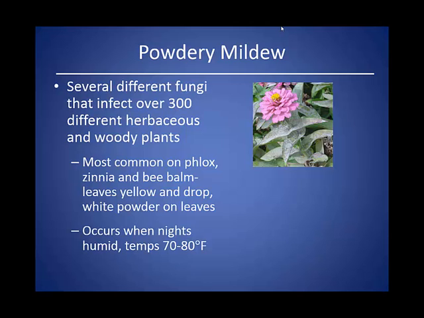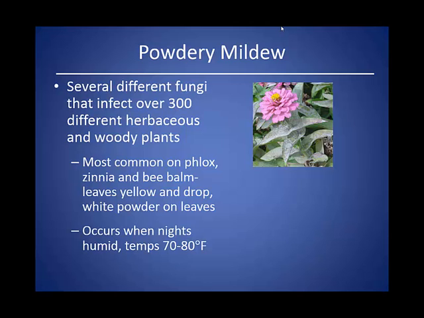Powdery mildew is sort of an umbrella name. There's powdery mildew on lilac and dogwood, and all those are sort of species specific, but they all have similar signs, and they're all caused by fungi. So we just sort of lump it under powdery mildew. Phlox, zinnia, and bee balm are probably the most common herbaceous. Bee balm is also known as monarda.